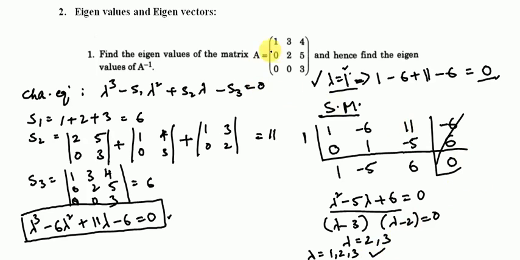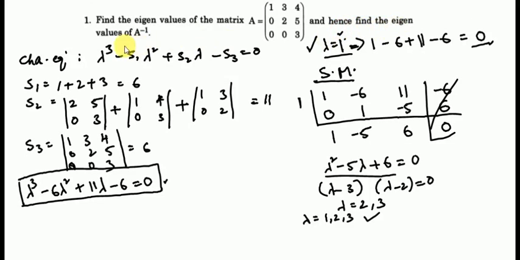Also you observe that this is a right angle triangle matrix. That means in the lower triangle you have 0 values. For this kind of matrix, the diagonal elements 1, 2, 3 are nothing but the eigenvalues, which we got now: 1, 2, 3. So we can confirm these eigenvalues are correct.